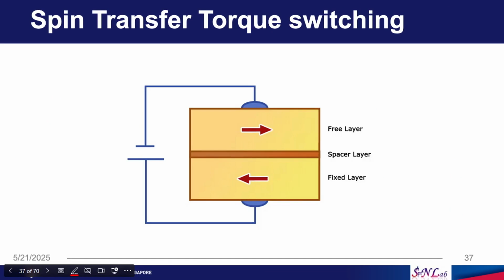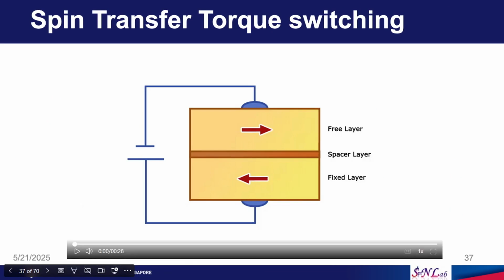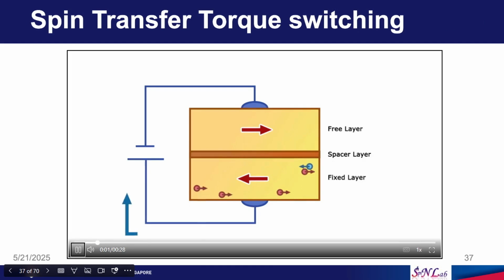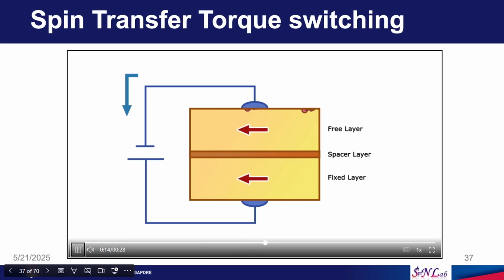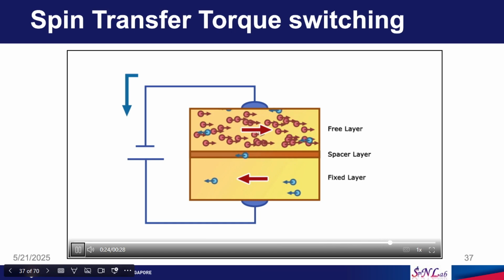Okay. So, this video summarizes everything that we discussed. Initially we have an anti-parallel state, and we are sending electrons from this side. The majority electrons go to the other side and switch the magnetization from anti-parallel to parallel. Now, we are switching from parallel to anti-parallel by the spin accumulation here. Okay, so, this is basically the spin transfer torque switching mechanism.